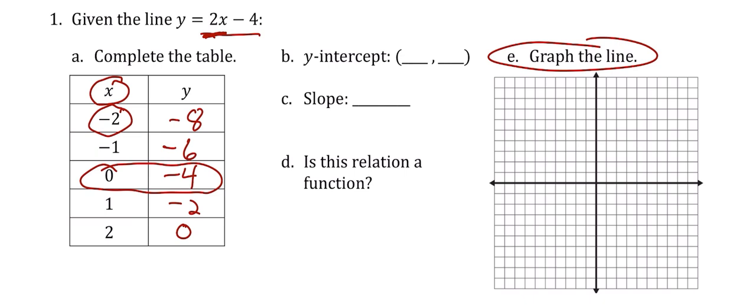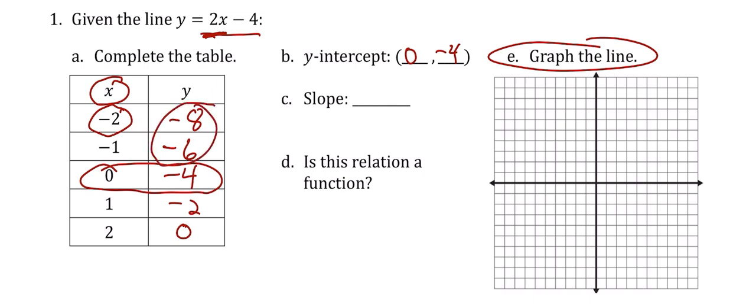Let's first do the y-intercept. The y-intercept is where x is 0, because if you have a y-intercept, you have to have an x-coordinate of 0 because you're on the y-axis. And the only time you're on the y-axis is if x is 0. So that's why our y-intercept is at (0, -4).